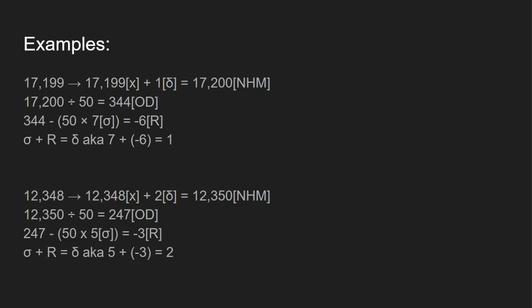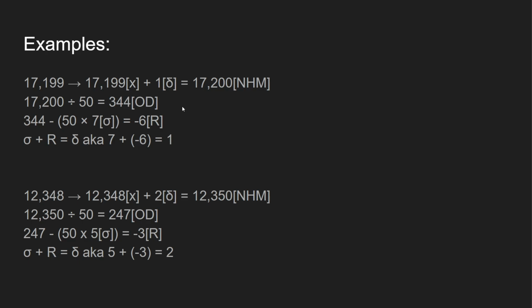17,199 plus 1, which is our delta, 17,200. Well, first, before we do anything, we're going to have to divide by 50, which is our NHM. We're going to have to divide this by 50, and that'll give us 344. Obviously 344 is the amount of times we would have to subtract 50 in order to get to a number that's less than 50, which is obviously way more than once. We're going to be doing that way more than one time.